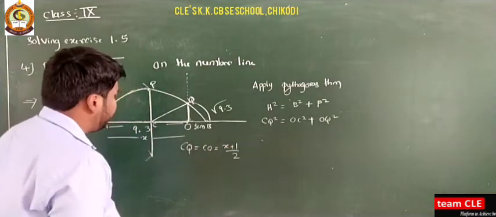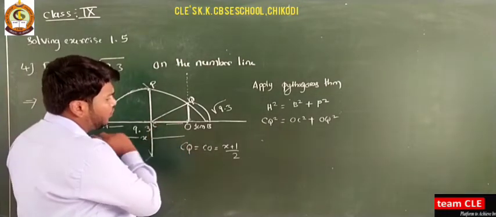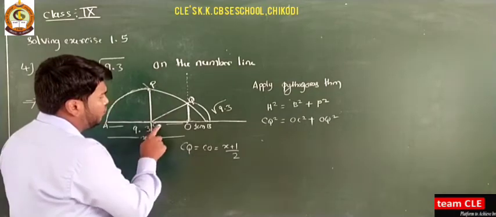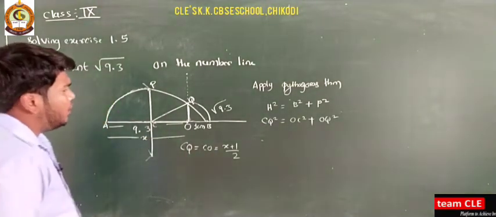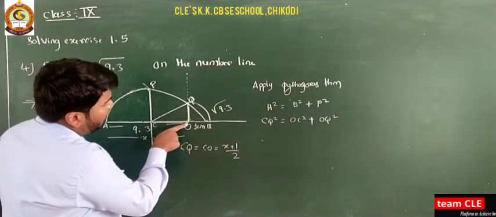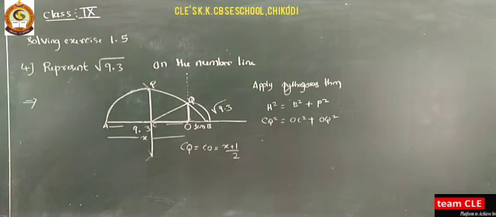Okay, similarly, if I want the length of O, that is CQ equals OC equals, you got as (x+1)/2, but I want the length of which one? I want the length of OQ, I need to find. So how to find the length of OQ?